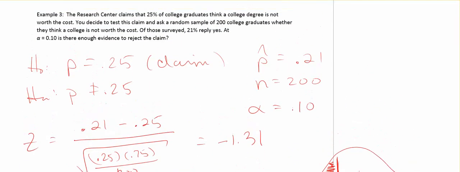And the null is the claim. And so, do we have enough evidence to reject the claim? And the answer to that question is no.